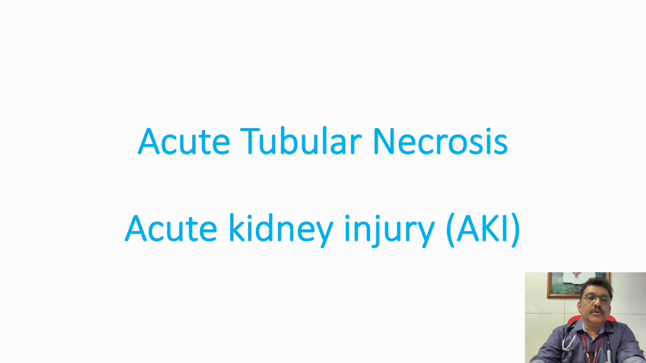Today let us discuss acute tubular necrosis and other causes of acute kidney injury. Acute tubular necrosis is one of the most important causes of intrinsic renal damage, and it can lead to acute renal failure in most patients.